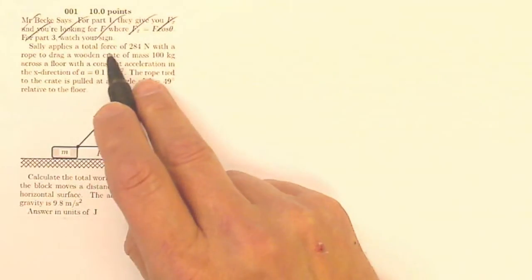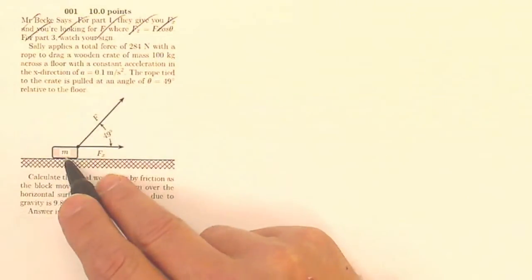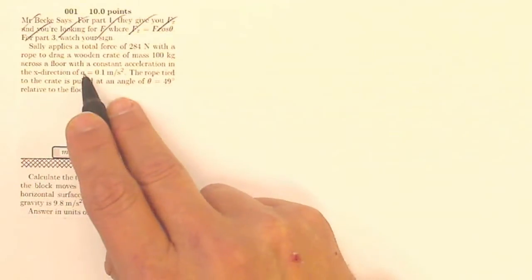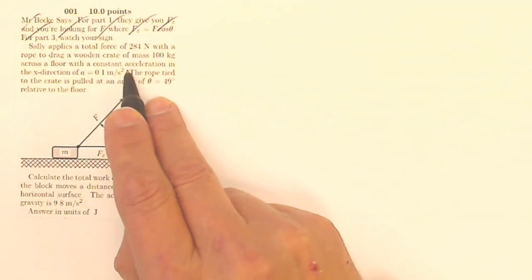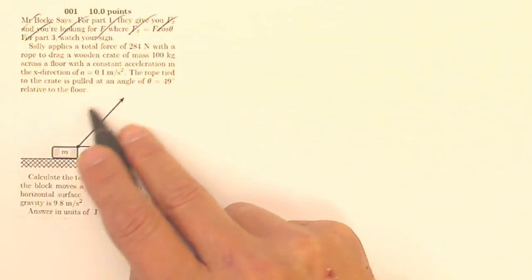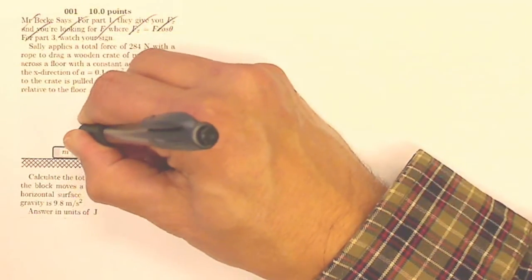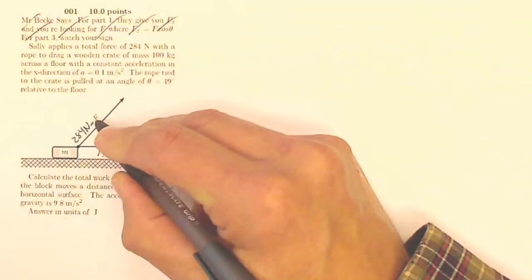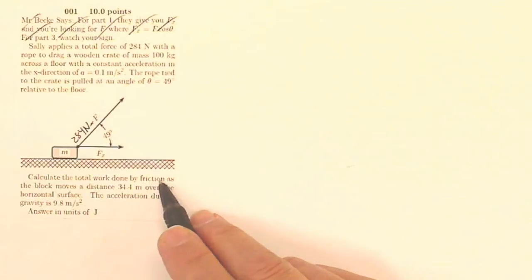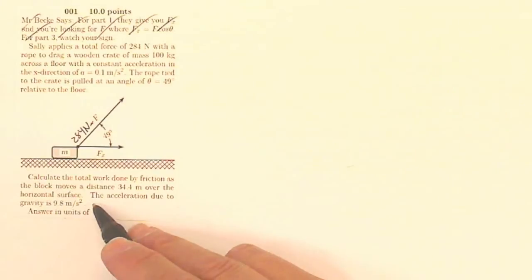But Sally applies a total force of 284 newtons with a rope to drag a wooden crate of mass 100 kilograms across a floor with a constant acceleration in the x direction of 0.1 meters per second squared. The rope tied to the crate is pulled at an angle of 49 degrees relative to the floor. So this 284 newtons is the force that I'm pulling with. Calculate the total work done by friction as the block moves a distance of 34.4 meters over the horizontal surface.